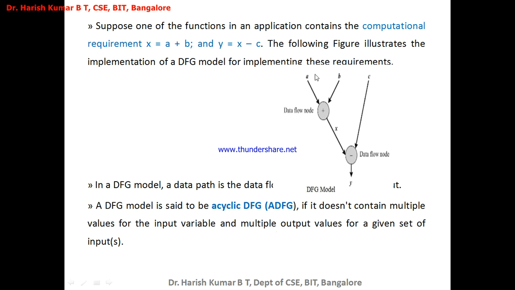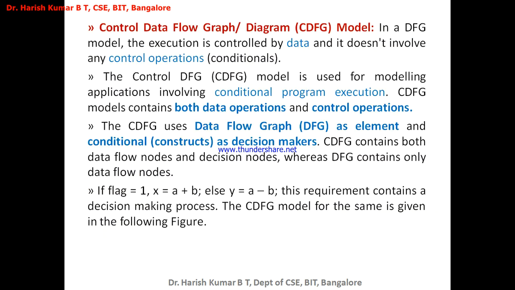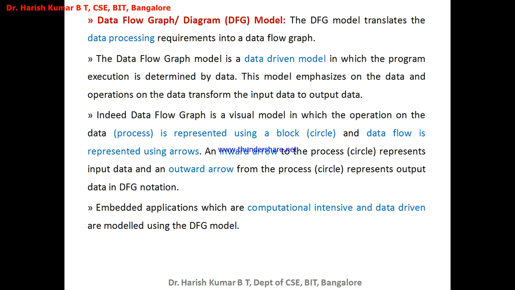Say if it is only one input like this, a single input like this, then it is called an acyclic DFG. If it contains more than one input, for example, in addition to a, b, it has a, d, e, f, if I write something like that, then it has more than one input value for this particular variable, and I say it's a non-acyclic DFG. But if it contains only a single input variable and a single output which it produces, then I say it is an acyclic DFG.